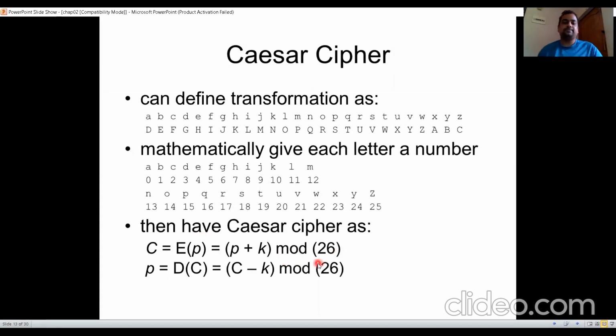Just the reverse process. If E of P is the encryption of plain text P, then D of C is the decryption of the ciphertext C. The decryption of the ciphertext C is the reverse process of encryption. Here it is added, P plus K equals C. Now just subtract: to find the value of P, we subtract the key from C. Now you get C minus K mod 26. So this is the algorithm, the method which is used by the Caesar cipher.